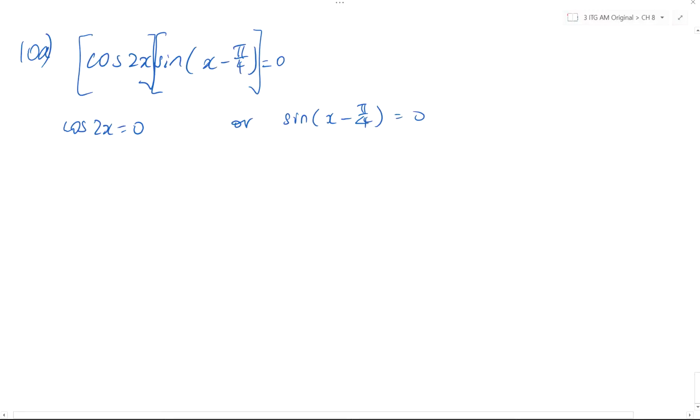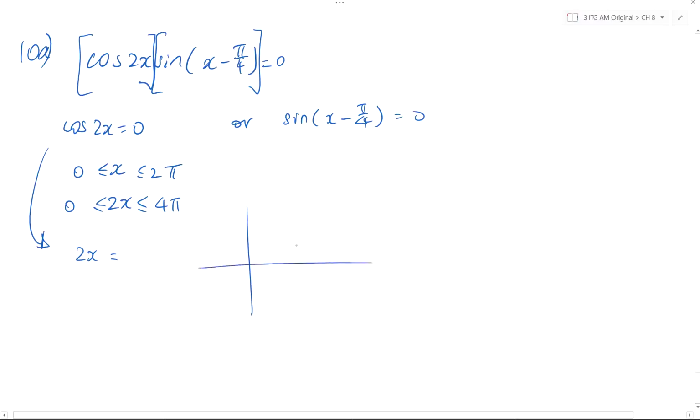What does that tell me about the range? Please take note, x is from 0 to 2 pi. So our 2x must be from 0 all the way up to 4 pi. So let's tackle this one first. What are the values of 2x?